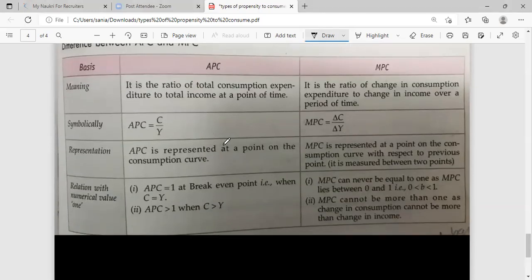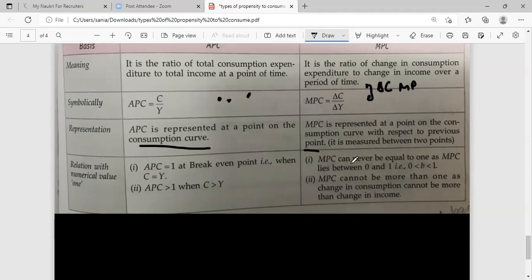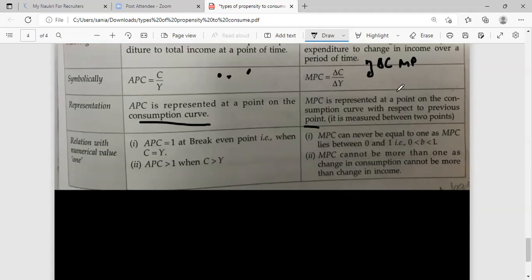Then APC is represented at a point on the consumption curve. MPC is represented at a point on the consumption curve with respect to the previous point. You already know when we have to find MPC, we need the previous point, right? For example, you have to find delta C, so you need two points, both previous and present, right? But for APC, you only need the present one. You just divide it and get the answer. But for MPC, you need the previous one because you need to find the change. How can you find the change? Only when you have the previous record.